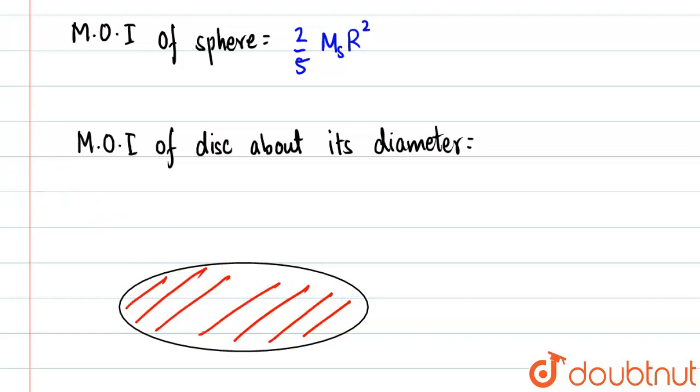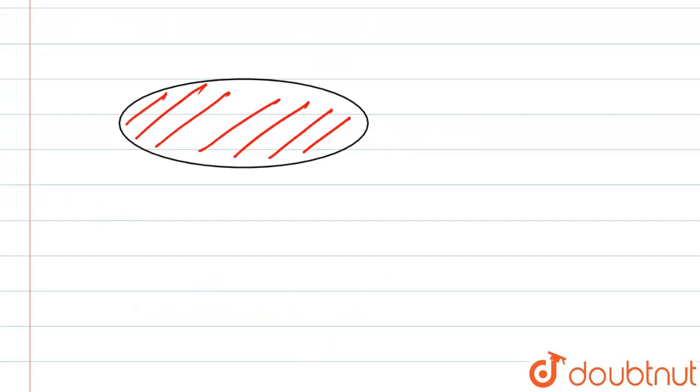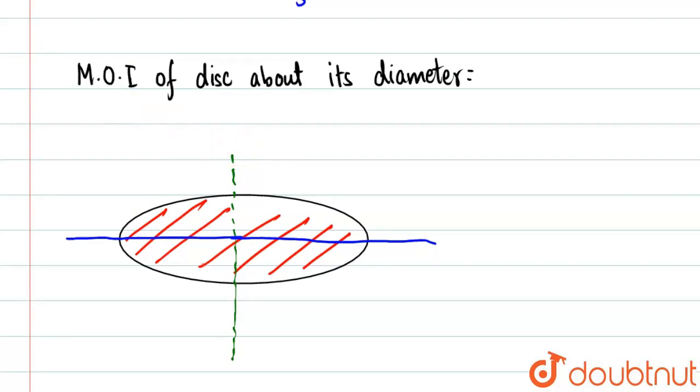Normally in case of moment of inertia, we would take an axial axis and do the calculation. But over here it is not said to take the axial axis, it is told to take this blue axis which passes through the diameter. The axial axis moment of inertia was given by mr square by 2, but the diametric axis moment of inertia is given by mr square by 4.